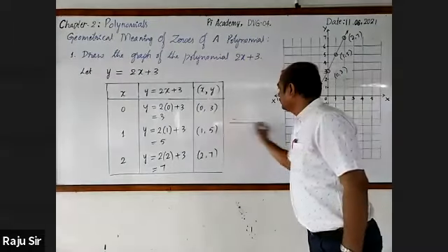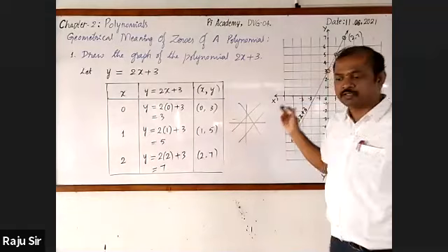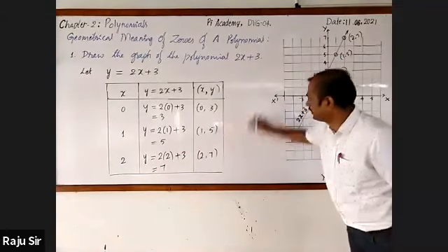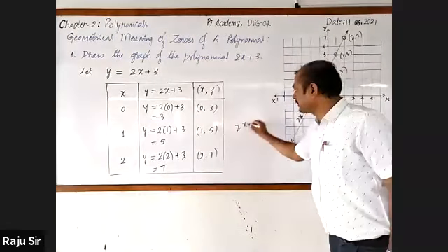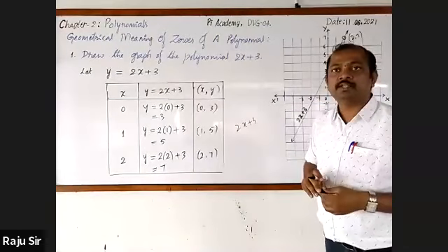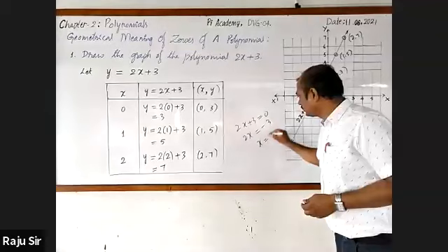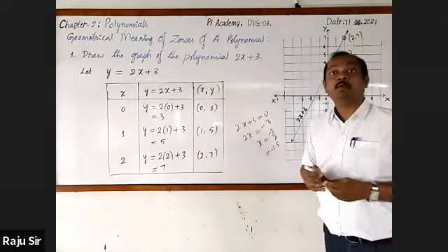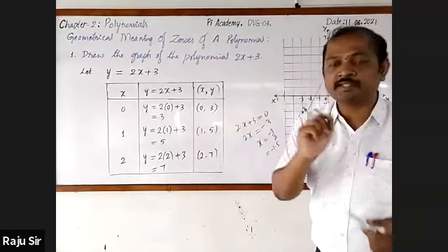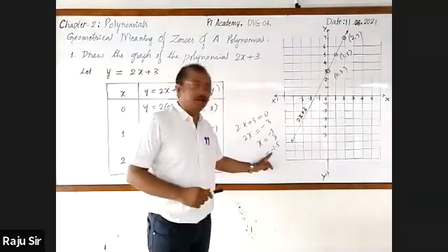This straight line may come like this also. Even in this way also. Just we have taken only one possibility. Observe, the given polynomial is 2x plus 3. You know how to find out the zeros of this polynomial. Equal to 0, then 2x equal to minus 3, x equal to minus 3 by 2. Minus 3 by 2 is nothing but minus 1.5. We also know that as it is a linear polynomial, it has only one zero. That one zero is minus 1.5.